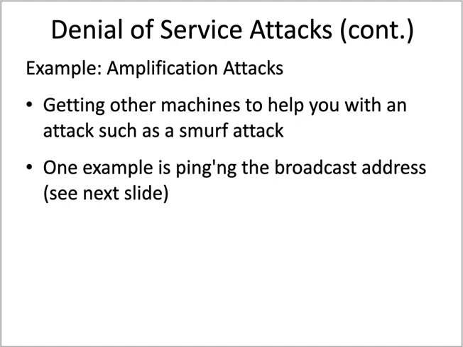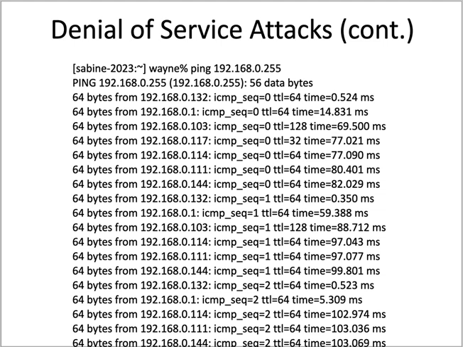So one example is pinging the broadcast address, which I show you on the next slide. Typically when you do a ping, you're pinging an individual host. But if you ping, in this case, 192.168.0.255, that is a broadcast that's going to send an ICMP request to the broadcast address, and that means every machine on the local network that is powered on will get that ping and they will respond to it.